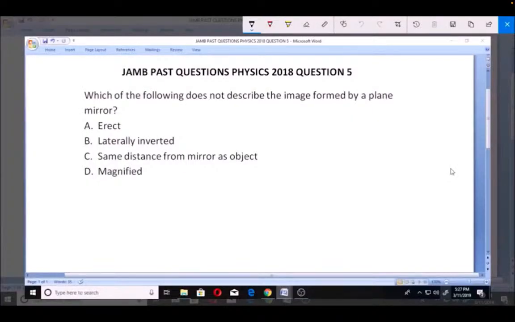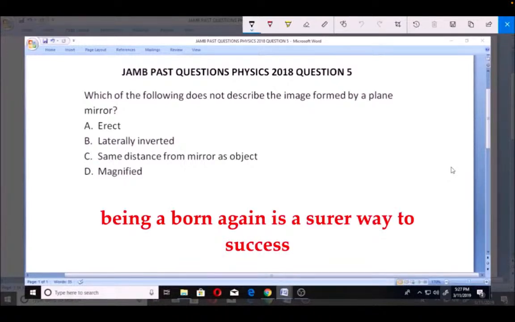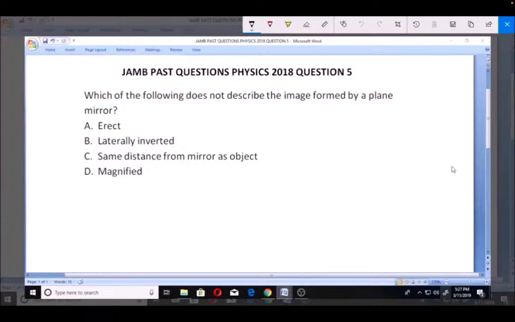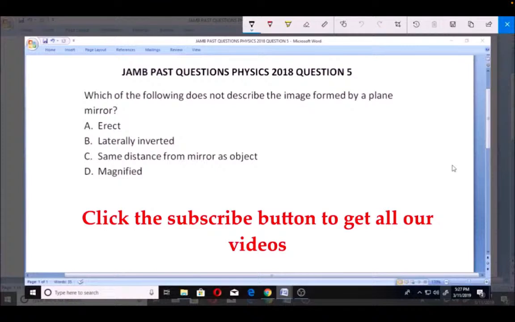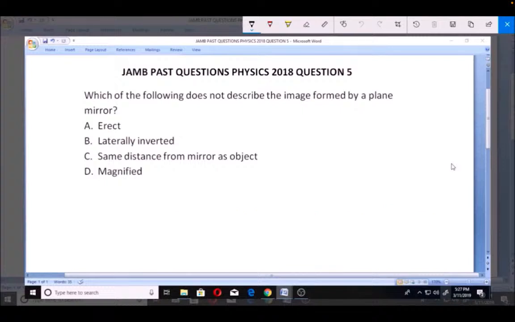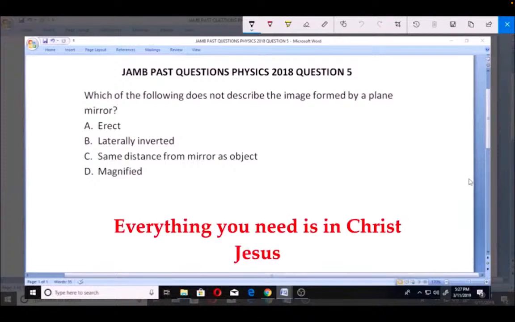Yes, let's look at this JAMB past question, Physics 2018, question number 5. Which of the following does not describe the image formed by a plane mirror? A. Erect. B. Laterally inverted. C. Same distance from mirror as object. D. Magnified.